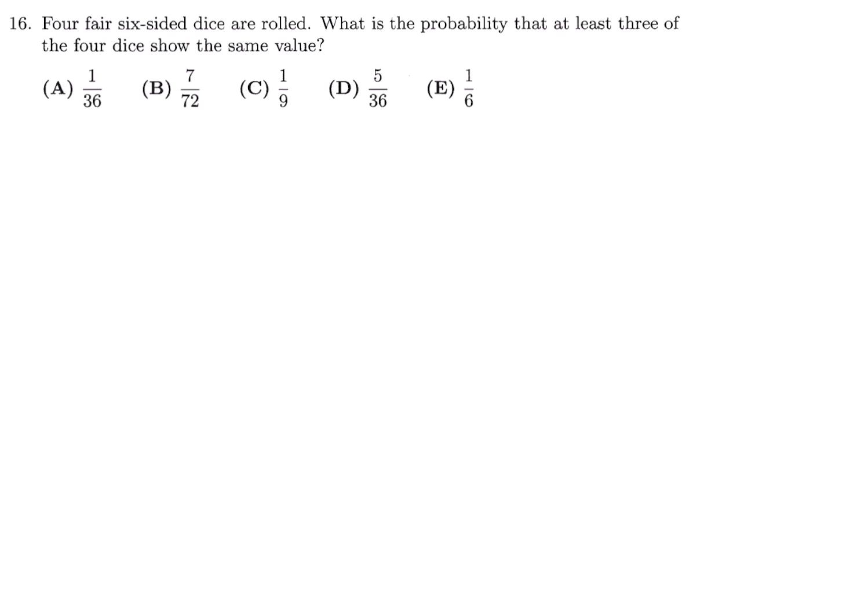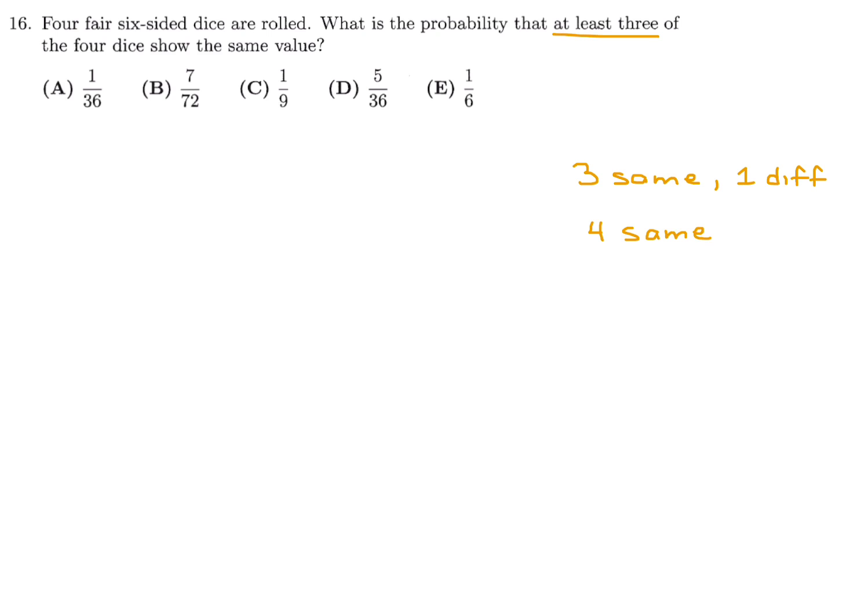Four fair six-sided dice are rolled. What is the probability that at least 3 of the 4 dice show the same value? At least 3. So that means you can have 3 of the same and 1 different, or you can have all 4 of the same.